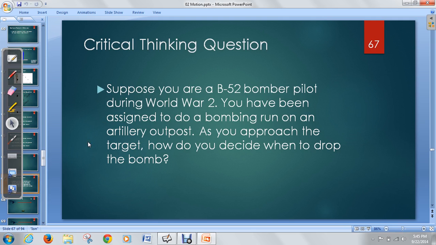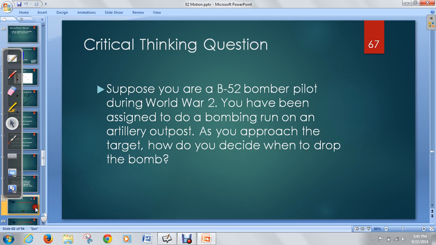Suppose you were a B-52 bomber pilot during World War II, and you were assigned to do a bombing run on an artillery outpost, and you're approaching the target. So you're in the plane, you're approaching the target. How would you figure out when to drop the bomb that you have? When would you decide to start dropping the bomb?